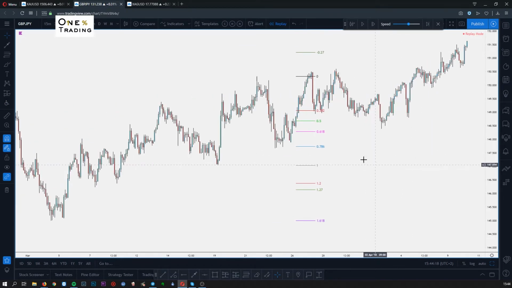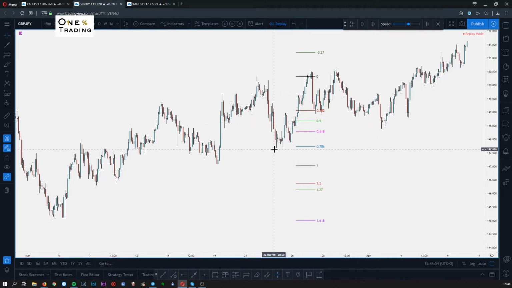So what can we do right now with our FIBs? The point that I'm trying to make is that you can't really help yourself with FIBs a lot, because the price came right here, showed some rejection, and if you would be relying on FIBs, you would say, okay, this is 0.5, this is a confluence, everyone teaches that, so let's go into buys.